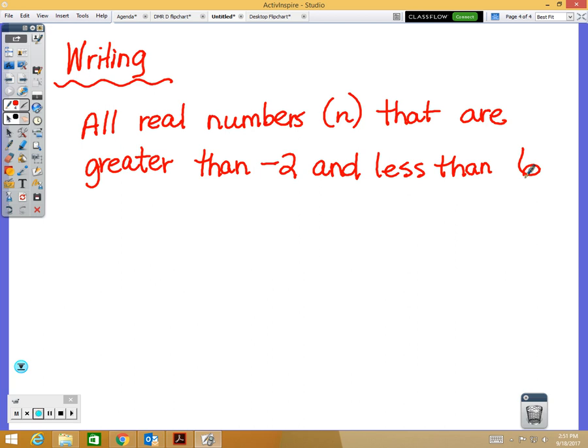So let's first start off with writing this just as separate inequalities. So first of all, let's write all real numbers, and we're going to use the variable n, that are greater than -2. How would you show that? Well, don't we want our variable first?